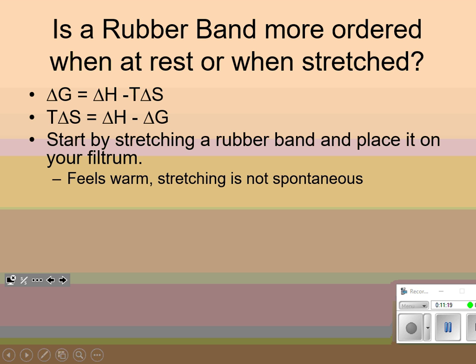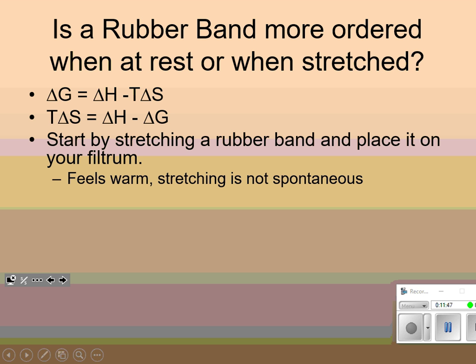Okay, hopefully this second statement makes sense. Stretching the rubber band is not spontaneous. This rubber band did not extend on its own. The three people in the front and myself had to put energy in to make this happen. And if this is not spontaneous, that means my delta G value would be, is it positive or negative? Positive. A positive delta G is not spontaneous.